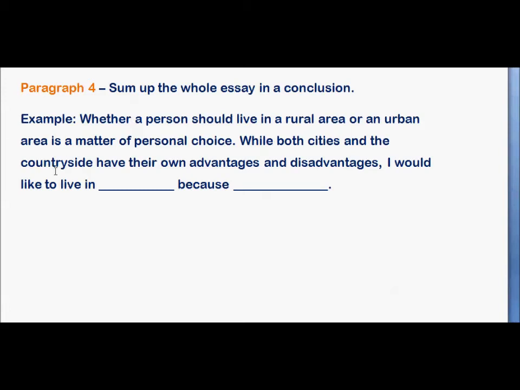So this is vocabulary. You have shifted some words and made a completely new sentence. Then while both cities and countryside have their own advantages and disadvantages, which is true, I would like to live in, state your preference here, because now don't write the whole essay again. You just have to state it in one line. It's a summary. For example, I would like to live in the cities because they provide many good opportunities for education and work. That is one example.